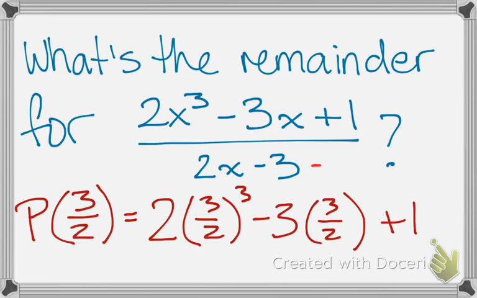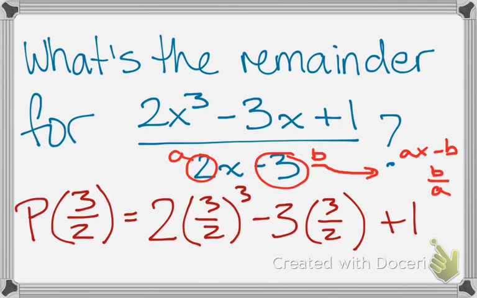So that 3 over 2 comes from right here. Remember, it was ax minus b, and I took b over a. So this is b, and this is a. I plugged in b over a, I got this expression, and finally, that gives me the answer 1. So the remainder would be 1. So now, if I just want to know the remainder, we can bypass long division. And we'll see why that's important in a day or so.